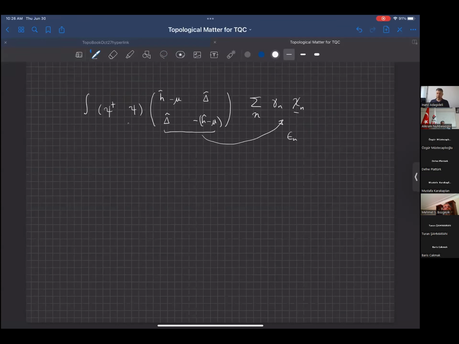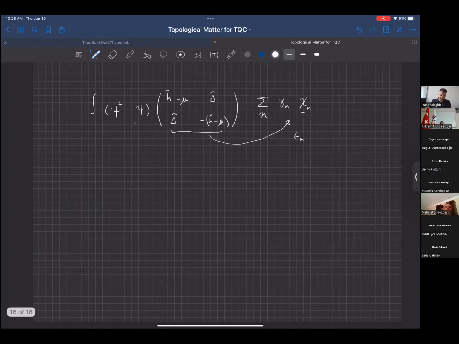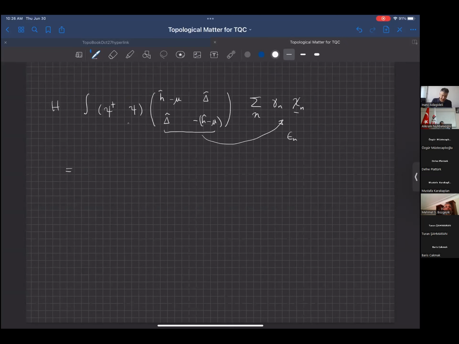So now this will give you, because you have a complete set, and remember this chi n's form a complete set means that chi n dagger chi m integrated over is a delta function n m. So using that, you can show that your Hamiltonian is something like epsilon n gamma n dagger gamma n. So now you have this. Well, that's really fun. But then remember, what about this particle hole symmetry?